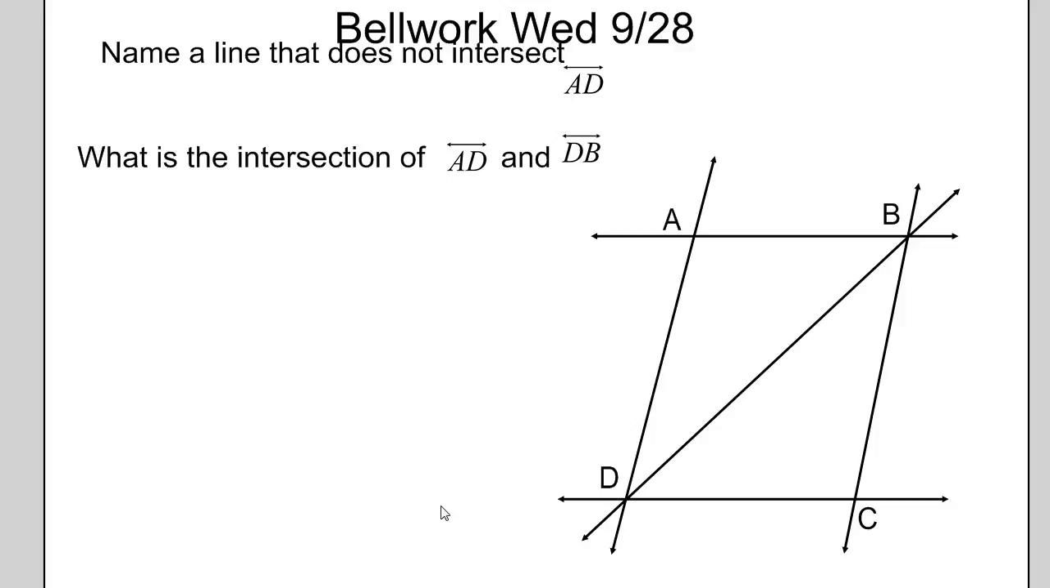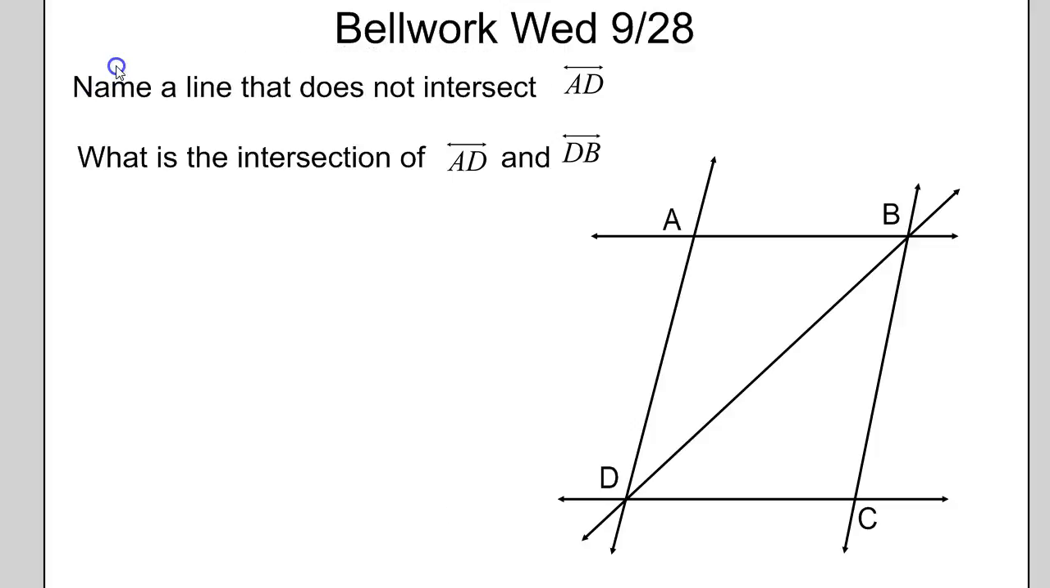Okay, bell work. I want you to sketch this picture and I want you to name a line that does not intersect with line AD. And then I want you to identify for me, please, the intersection of AD and DB. Go ahead and pause this. Let the kids do this. Come back in a couple minutes.